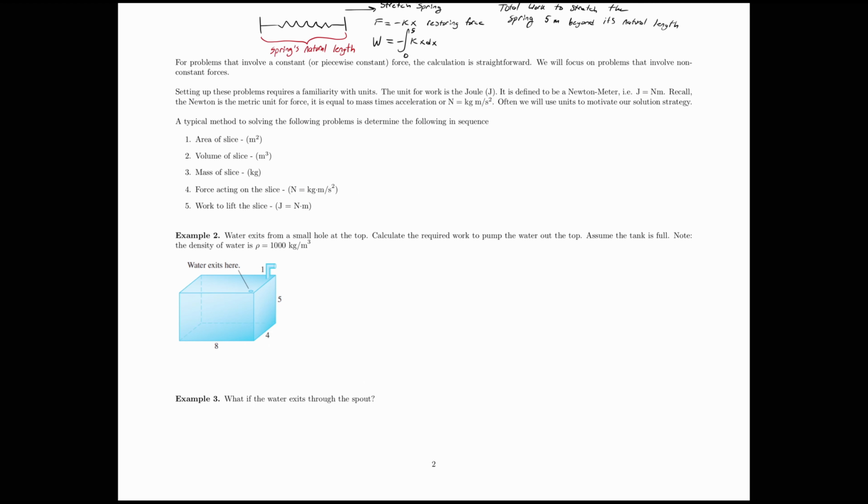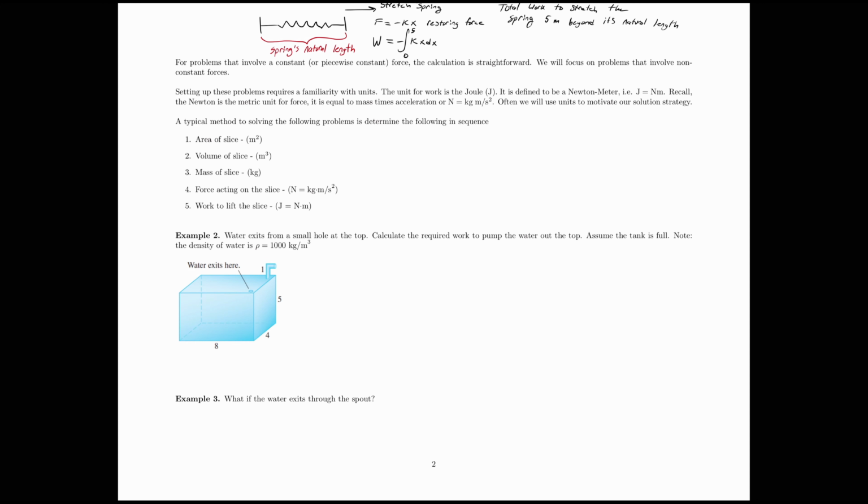All right, so we'll begin with example 2. We have a rectangular prism, a tank. Water is going to exit from a small hole at the top, so right here, that hole. Calculate the required work to pump the water out of the top. Assume that the tank is full. And then we're told that the density of water is 1,000 kilograms per cubic meter.